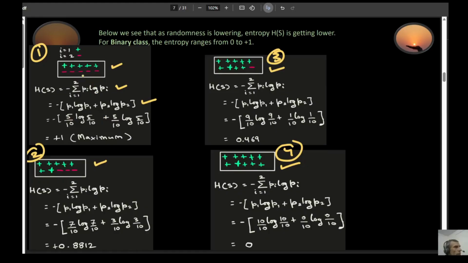And likewise, the probability of minus would be 5 over 10. Substituting your value, your answer comes out to be plus 1. Your randomness in this case is maximum, so your plus 1 is the highest number.